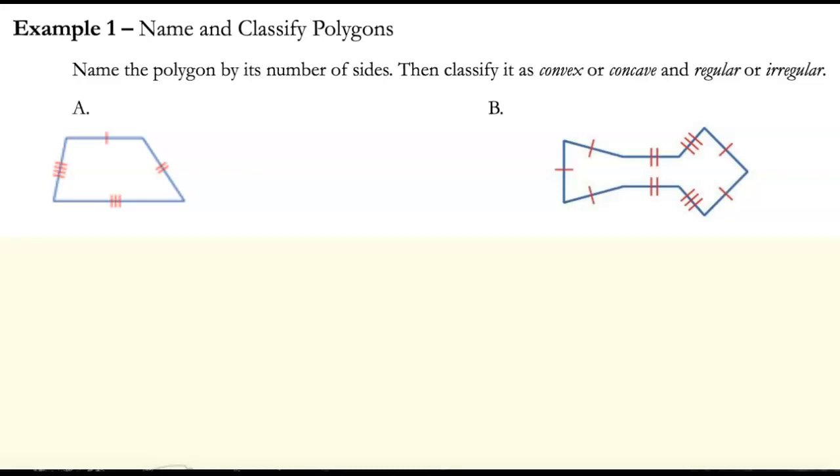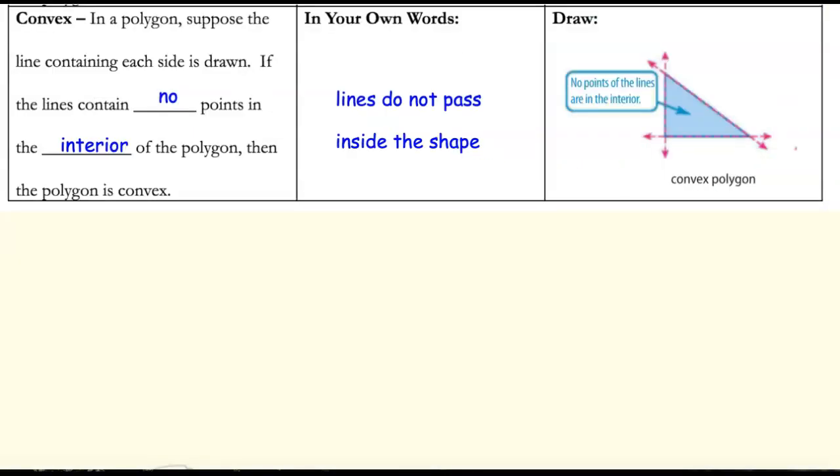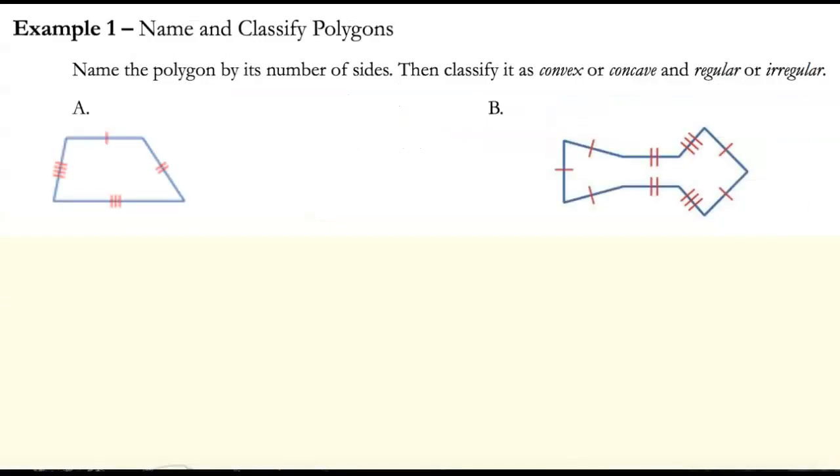If I look at this first one, I look at the number of sides, so I go back to my slide here. It's got 4 sides. According to our diagram right here, we're going to call this a quadrilateral. Quad being 4, went the wrong direction. So this would be a quadrilateral.